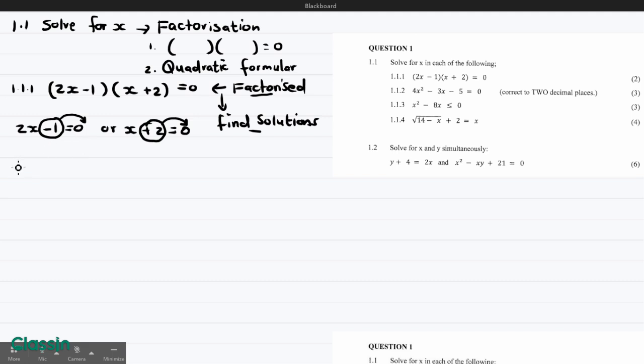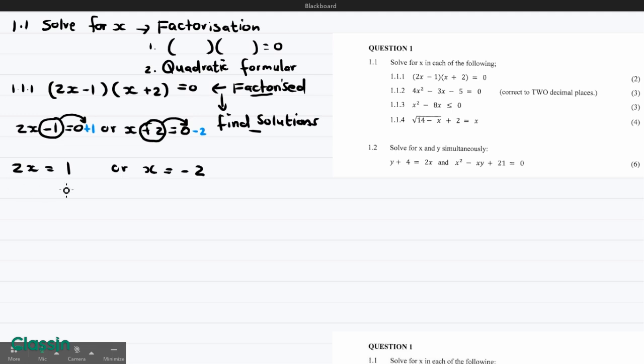By so doing, this side will be left with x. When we move a negative number to the other side of the equal sign, the negative changes to positive, so we are going to have positive 1. And when we move a positive number to this side of the equal sign, the sign changes and it becomes negative 2. So in other words, you end up having 2x equals 1 or x equals minus 2.